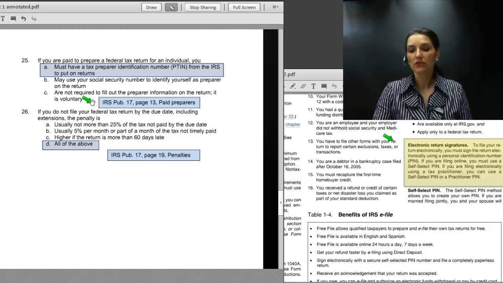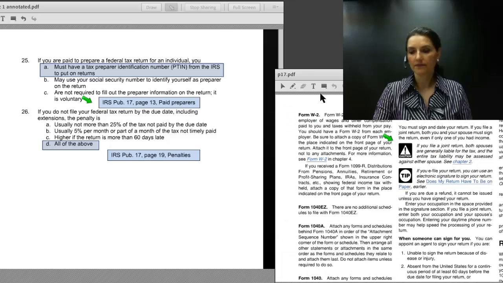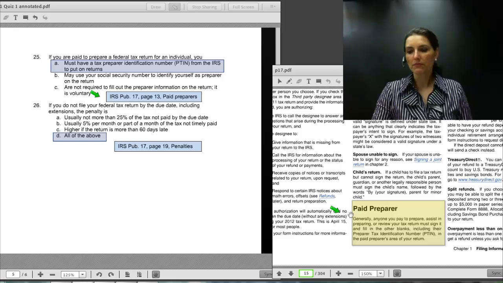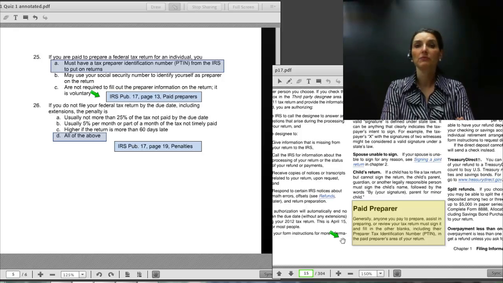We can go to Pub 17, page 13, and look under Paid Preparers. Anyone you pay to prepare, assist in preparing, or review your tax return must sign and fill in the other blanks, including their preparer tax identification number, in the paid preparers area of your return. That's kind of an interesting thought, because what it's saying is if someone prepares their own return, comes in and asks you to review it, and pays you to review it, then after you review it, you're supposed to sign it.